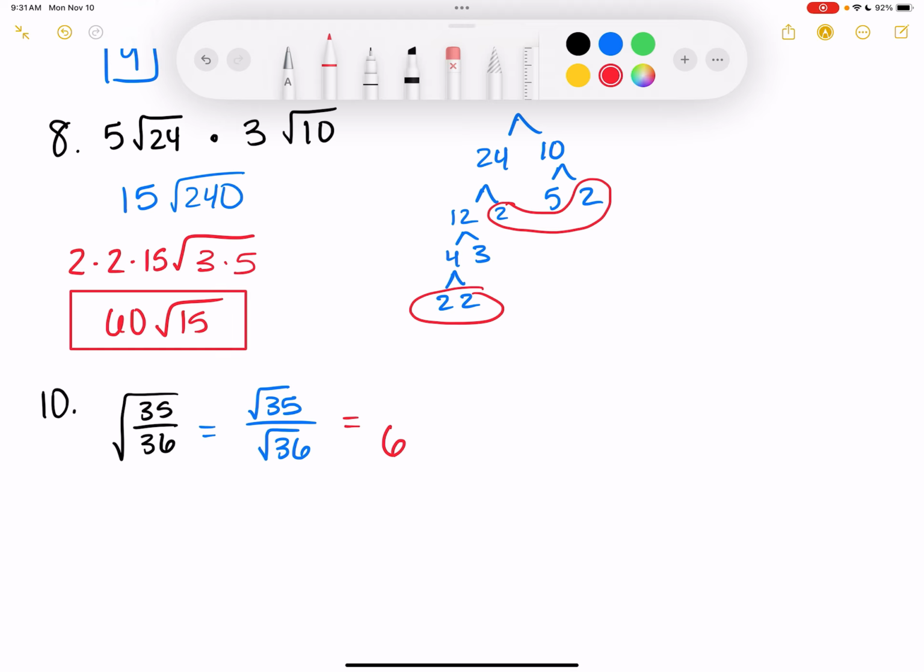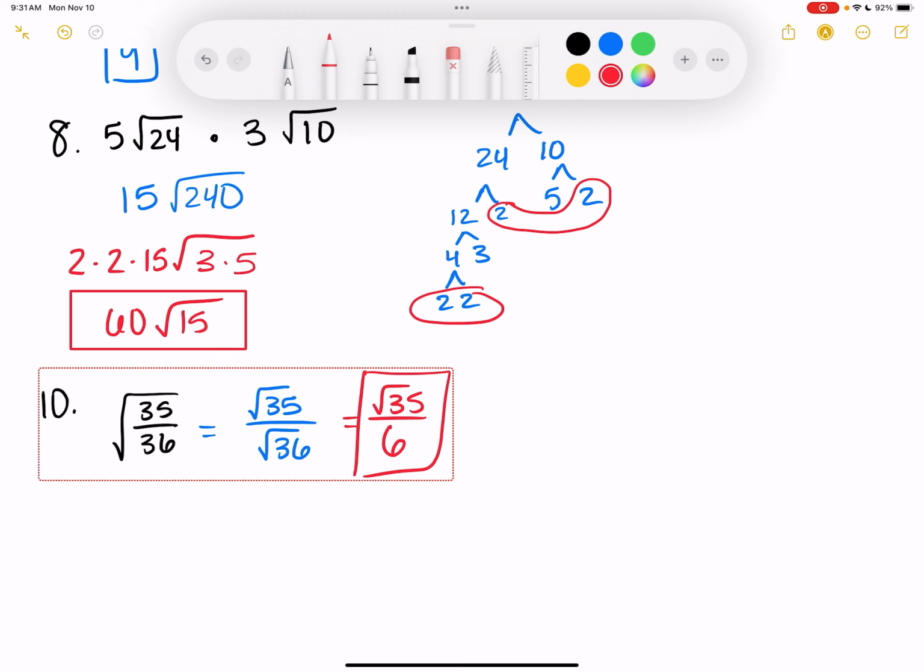Now, the top is the square root of 35. What does 35 break into? 7 and 5. Now, do either of those break down any farther? No. So I can't take anything out, so this is just going to be the square root of 35 over 6. And that's all you can do with that one.